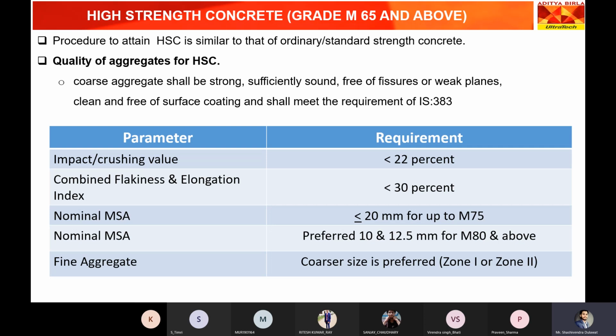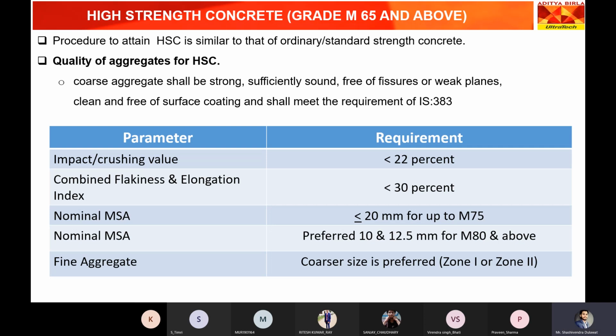Nominal MSA preferred 10 and 12.5 mm for M80 and above. And the fine aggregate coarser size is preferred, zone first or zone second. So these are some parameters related to coarse aggregate.